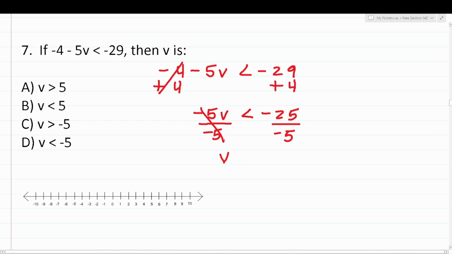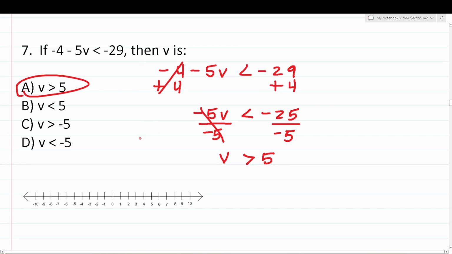Now, what did I just do? I divided across my inequality sign by a negative 5. So that's going to prompt me to change the direction of my inequality sign. So instead of being less than, I'm going to flip it to be greater than. And what is negative 25 divided by negative 5? A negative divided by negative is a positive. Negative 25 divided by negative 5 is simply 5. So the solution to this inequality is v is all the values that are greater than 5. We can see that that is, in fact, answer choice A.